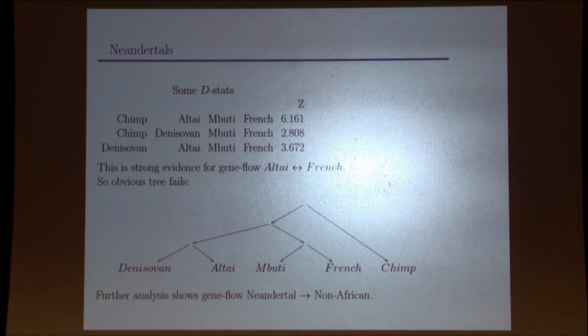You run it, particularly the Altai: you look at chimp, Altai, Mbuti, French, the D statistic should say 0, but it's 6 sigma. And that told us that there had to be gene flow between Altai-type Neanderthals and Eurasians that's different from gene flow in Africa. And further analysis showed that the gene flow is in the direction of Neanderthals into Eurasians. I'm not going to go into that.